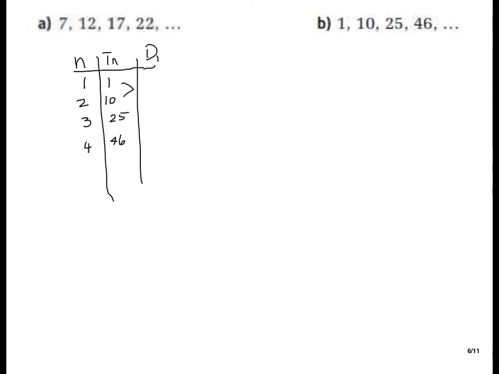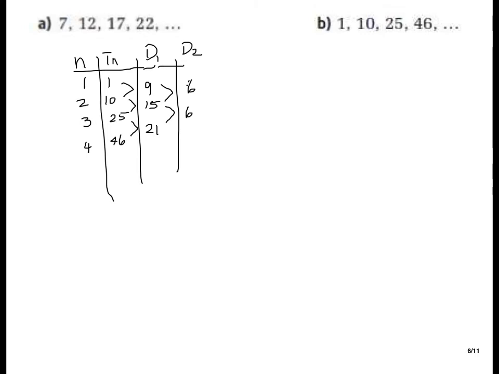Now 10 minus 1 is 9, 25 minus 10 is 15, and 46 minus 25 is 21. It is obvious that the first differences are not the same, so this is not linear. I'm going to continue with the second differences. 15 minus 9 is 6, and 21 minus 15 is going to give me 6. Apparently the second differences are the same, so this tells us that this has to be a quadratic equation.